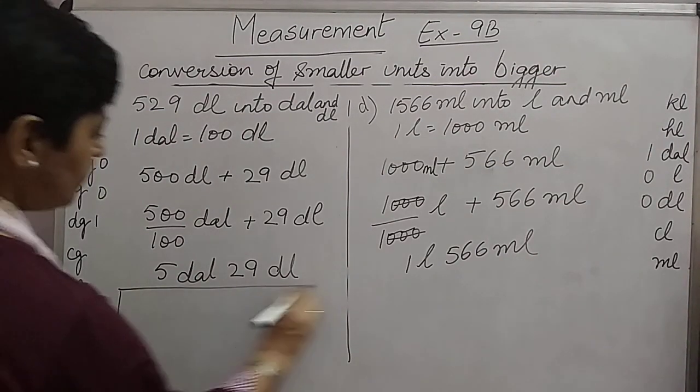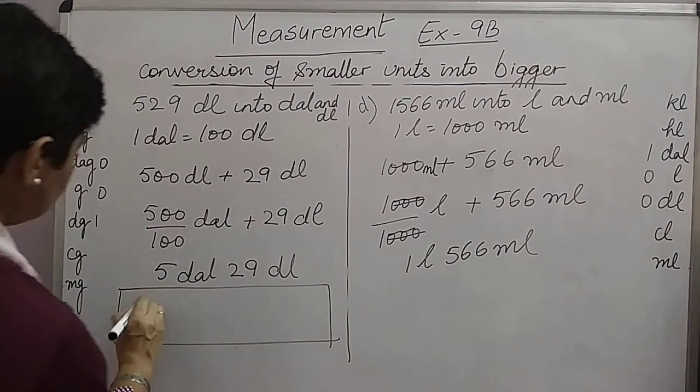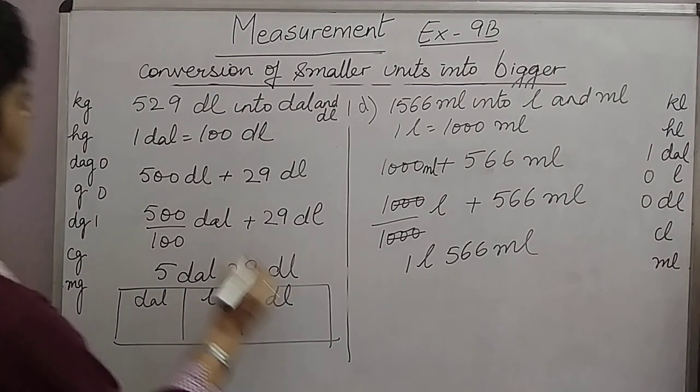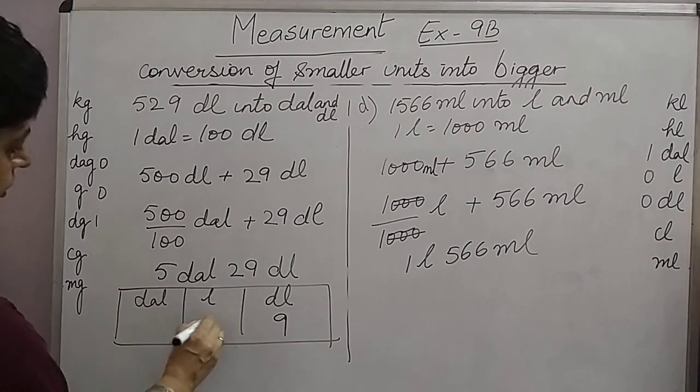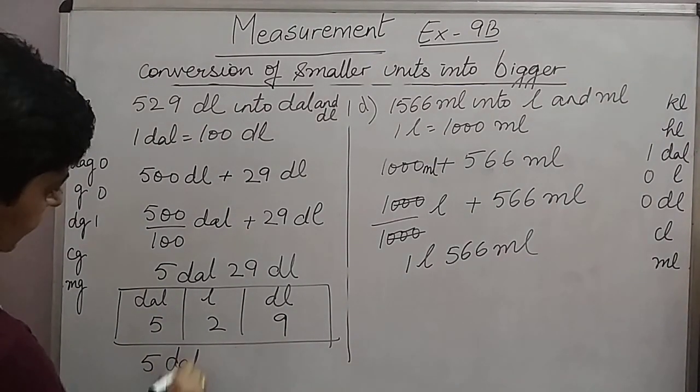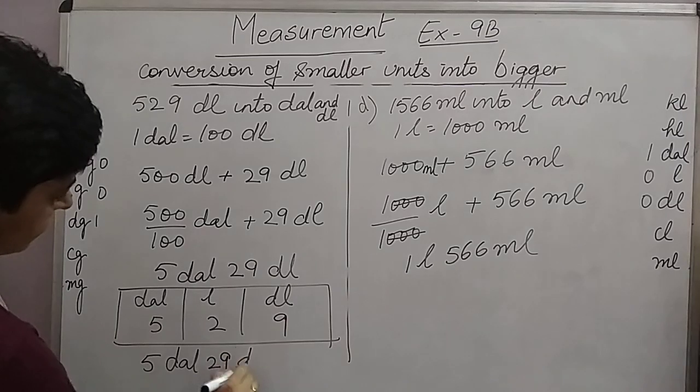Alternatively, if we are using the box method, we can take it like this: decaliter, liter, deciliter. So 9 will come in deciliter box, 2 here, 5 here. So 5 decaliter and 29 deciliter.